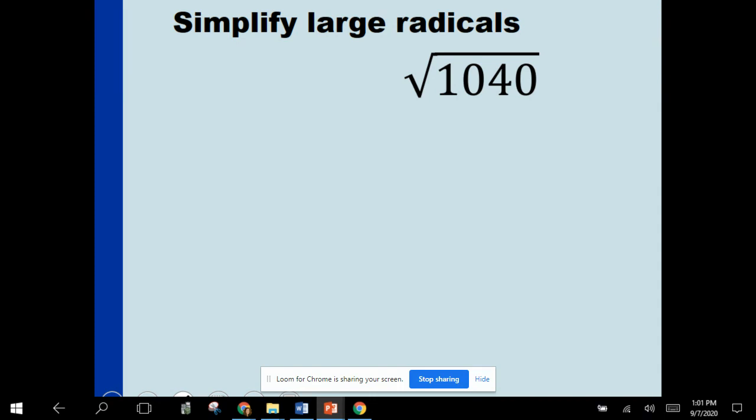And what we learned about large radicals is that sometimes it's really hard to tell if it's a perfect square or not. And it's hard to find the largest perfect square because it's such a large number. So we're going to start with prime factorization and see if we can find a perfect square. So we start with 2 because 2 is the smallest prime number. And I know 2 will go into 1,040, 520 times.